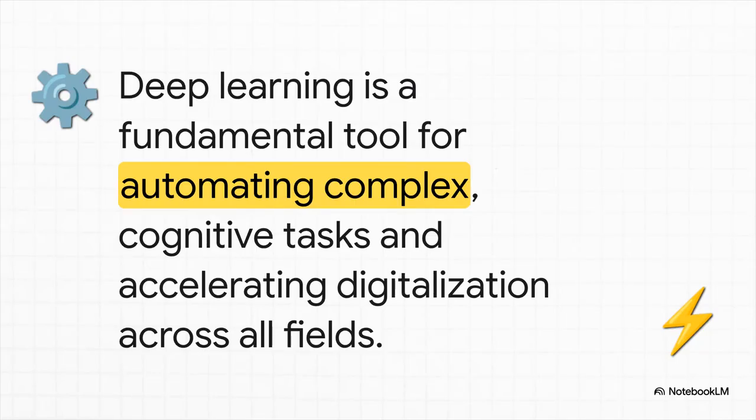But we're not talking about automating a factory assembly line. We are talking about automating complex cognitive tasks, the kind of stuff that used to take a human expert years and years to master. This is what deep learning is really all about. It's becoming the fundamental engine of digitalization, shifting the whole paradigm from humans manually crafting solutions to systems that can learn to find solutions all on their own.